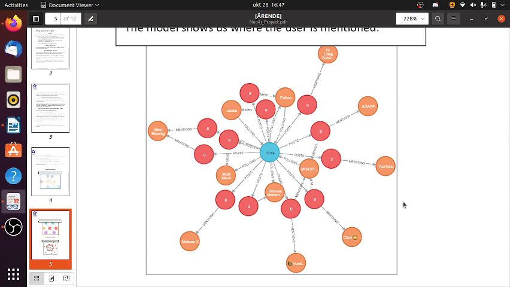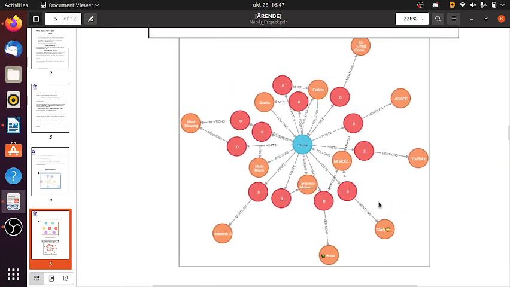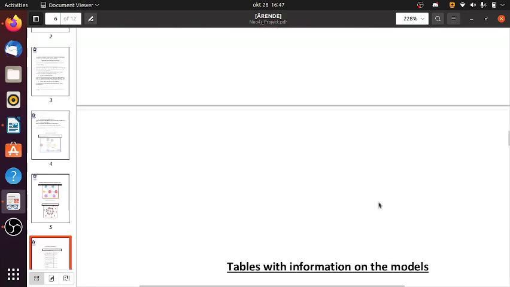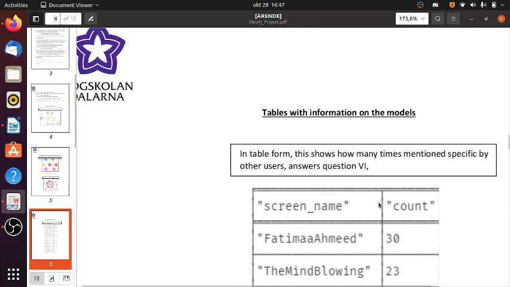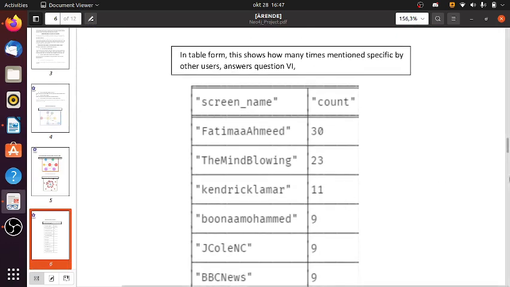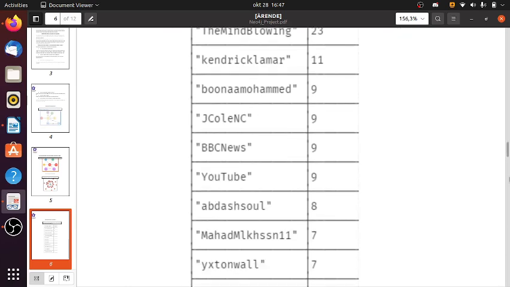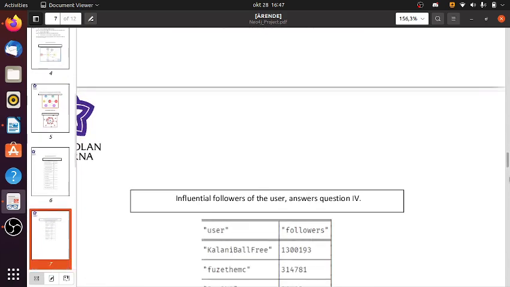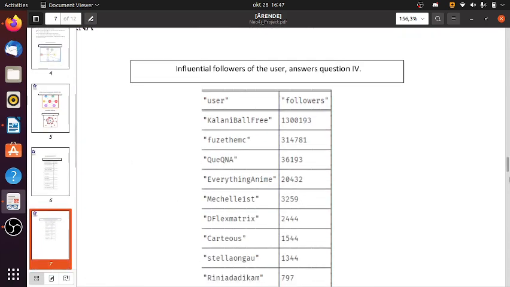If you go to the next screenshot from the output, this shows the specific count of the users that mentioned you, how many times you have been mentioned by other followers or non-followers, in hierarchical order. This is in table form. Then if we go down a little bit, as Abdulrazak mentioned earlier, this shows the most influential followers of the user as a table, and this answers question 4.